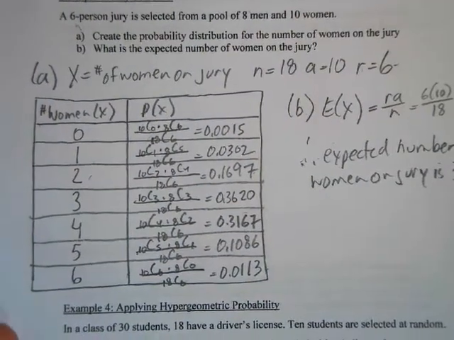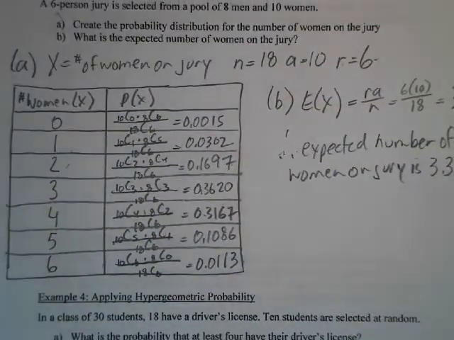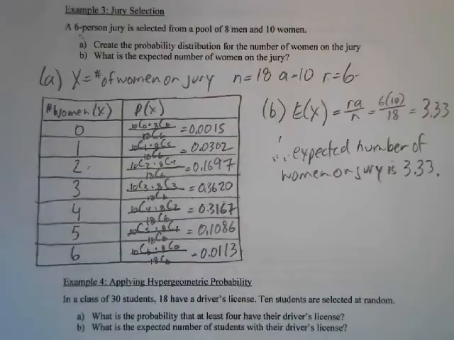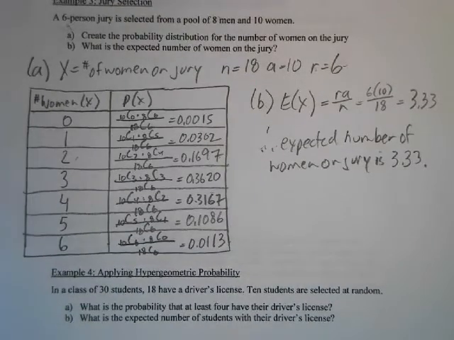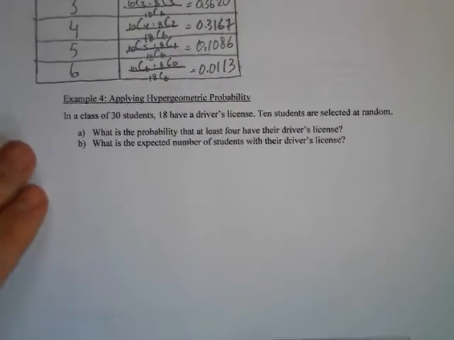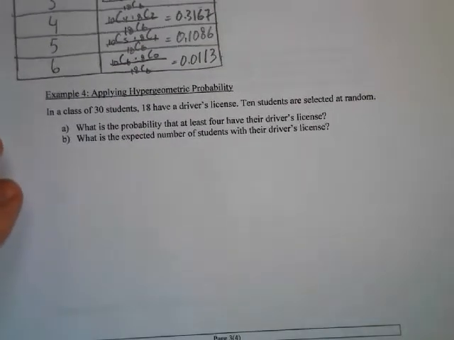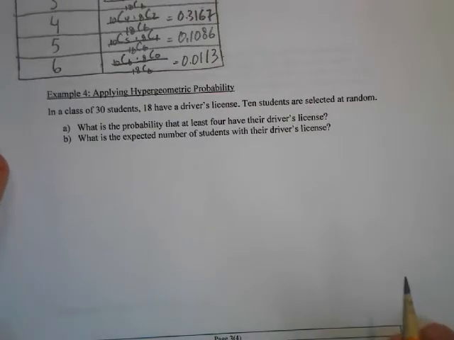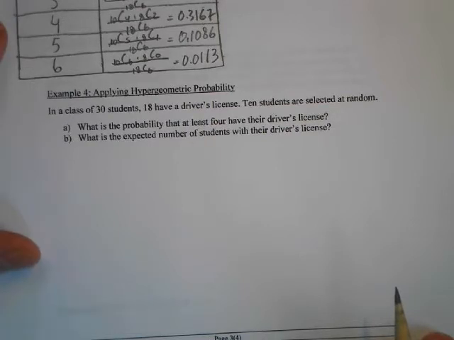Okay, so hopefully these examples are reinforcing your knowledge of hypergeometric distribution. Let's go to example 4. This might apply to our class. In a class of 30 students, 18 have a driver's license, 10 students are selected at random. What's the probability that at least 4 students have their driver's license?